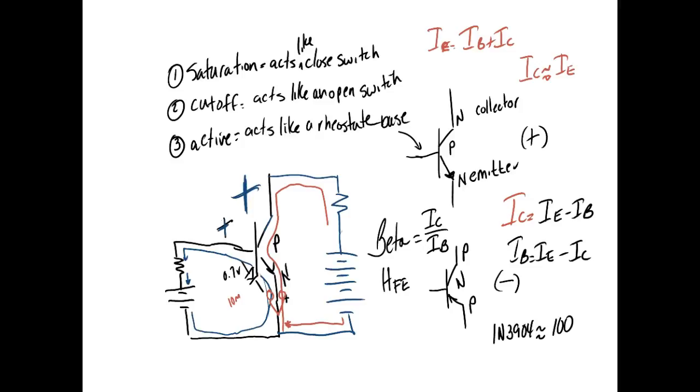Now my emitter current, it's got a beta of 100, right? If I put 1 milliamp in, my collector current would be 100 milliamps, and my emitter current would be 101 milliamps. So for all practical purposes, for design and calculation, we're going to assume that the collector current and the emitter current are equal to each other.